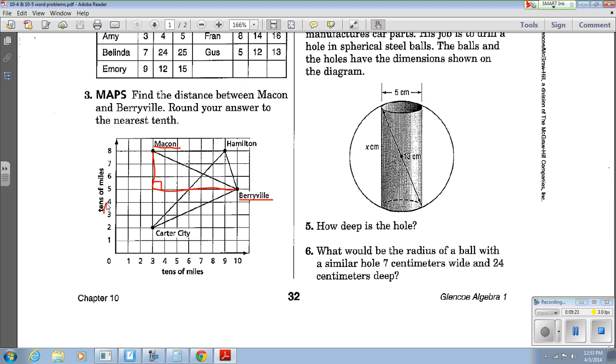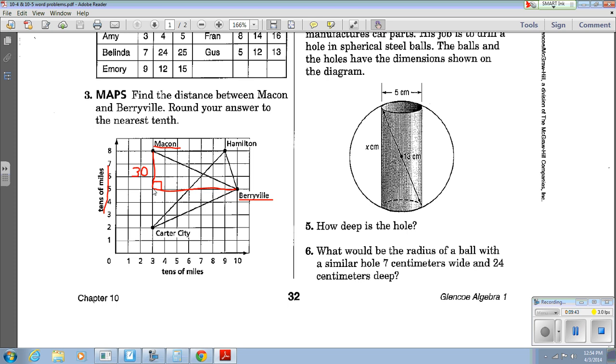It says tens of miles. So let's see, I count 1, 2, 3 spaces. If I count 3 spaces and this says tens of miles, then this will be 30. That means it's 30 miles from Macon straight down to here, till I'm directly across from Berryville.